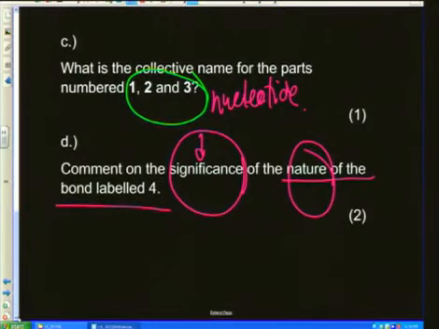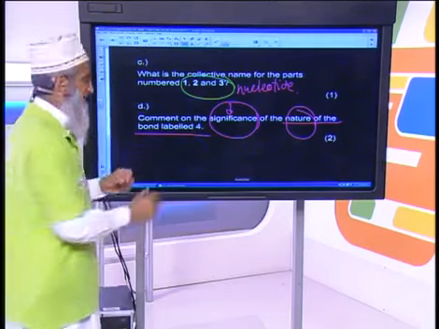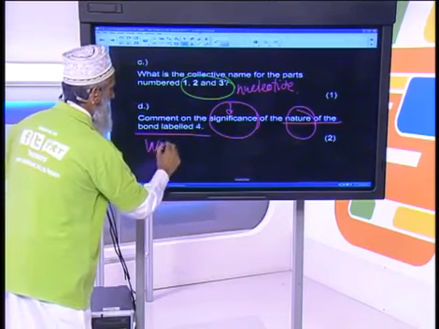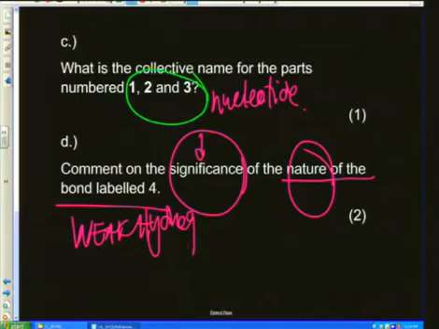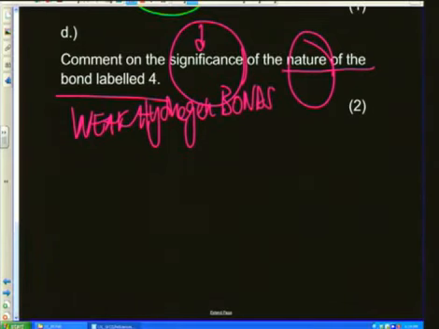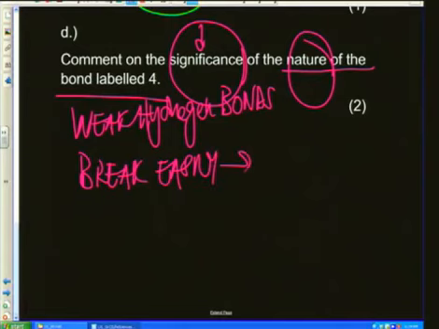So what do we know about these bonds? What bonds are they? They are weak hydrogen bonds. So what's so good about having weak hydrogen bonds? They break easily to allow for replication.